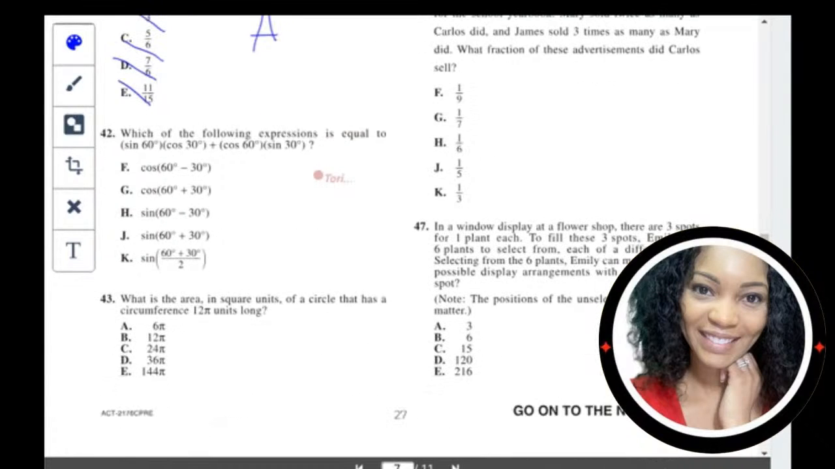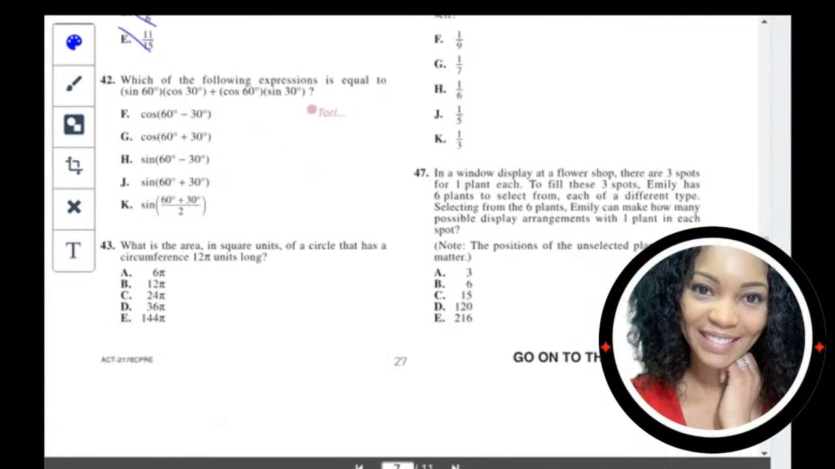Number 42. It says, which of the following expressions is equal to sine 60 cosine 30 plus cosine 60 sine 30? Now, I know there's one of those sum or addition rules that if you remember the formula, then you can just say, oh, this is such and such formula. Like it's either a double angle formula or half angle formula, which we see in K, or it's a sum or difference formula like we see in F, G, H or J.